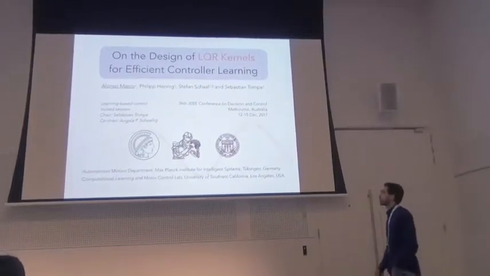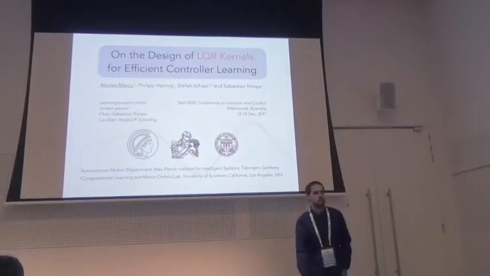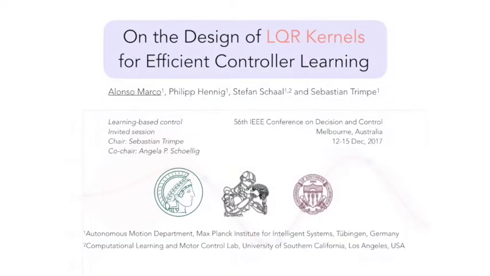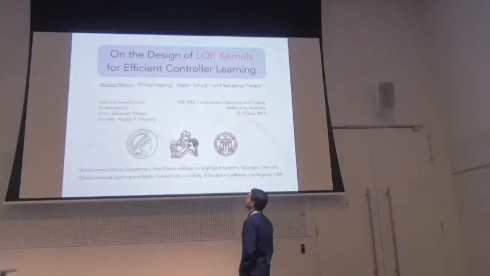So I'm going to present an extension of my previous work in learning robot controllers from data using sample efficient methods. The idea here is to show how to incorporate the controller structure directly into the learning method in order to speed up the learning and in that way save robot experiments in practice.